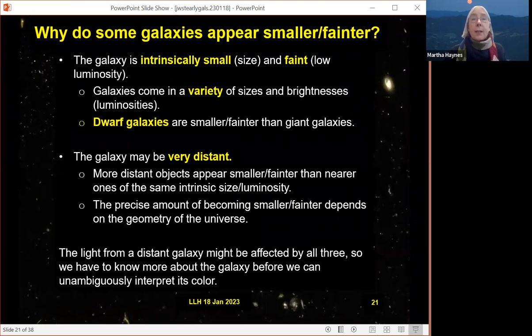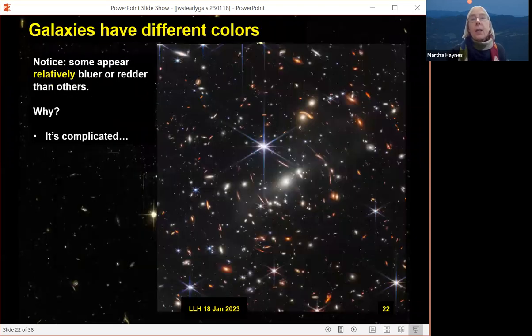Another reason that galaxies appear smaller and fainter is not just because they are dwarf galaxies, but a small galaxy might also be a distant galaxy. That's because if you take a light bulb and put it further away from you, it appears fainter. And if you take a ruler and you look at it from a large distance, it appears smaller. It has a smaller angular size. So the precise amount of becoming smaller and fainter depends on the geometry of the universe. And as we're going to see, there are different effects that can cause galaxies to look different.